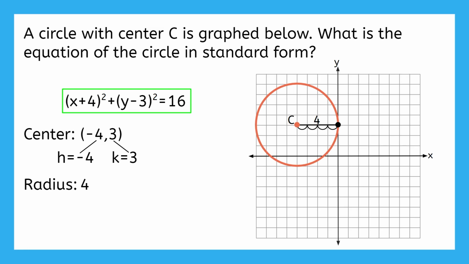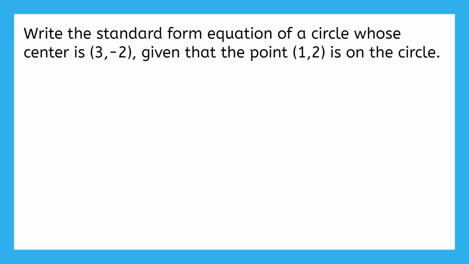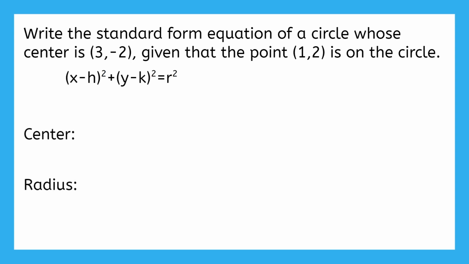Let's do one more example. Our next example problem says to write the equation of a circle whose center is 3, -2, given that the point 1, 2 is on the circle. Give this one a try on your own. Pause the video here and see how far you can get in this problem independently. To write the equation of a circle, we're going to need the center and the radius. Did you notice that we were just given the center? That's convenient. Now all we need is the radius.